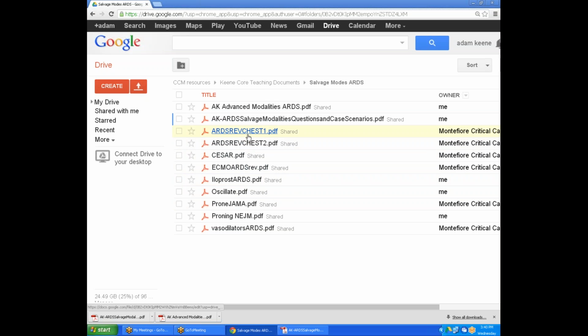This review in CHEST is very good. It does not take into account some of the latest data on proning and the oscillator, but otherwise it's still very comprehensive. The CESAR trial is here, as well as a review of ECMO and ARDS. One review article on Elaprost and ARDS. This is the most negative of the two negative high-frequency oscillator trials. The two largest RCTs on proning, one of which was negative in JAMA, and the more recent very positive trial. And then just a review of vasodilators in ARDS.